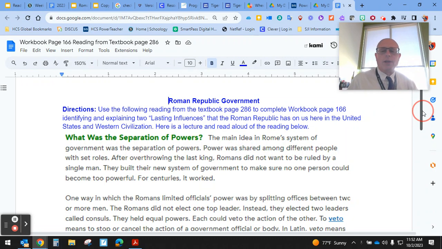All right, so this is the read aloud for the workbook, page 166. So Roman Republic, the directions. Use the following reading from the textbook, page 286. So I've taken stuff from the textbook and copy and pasted it down here to complete workbook, page 166.